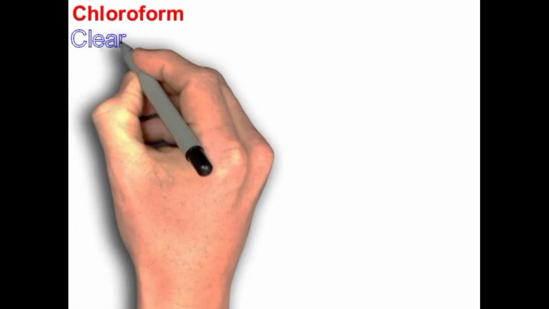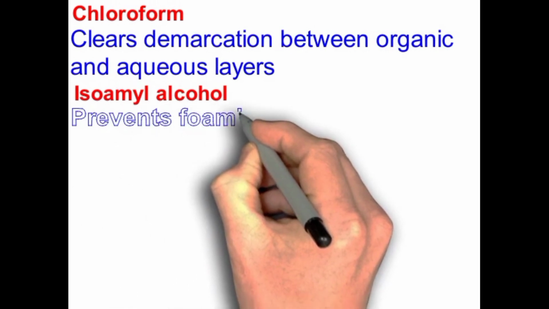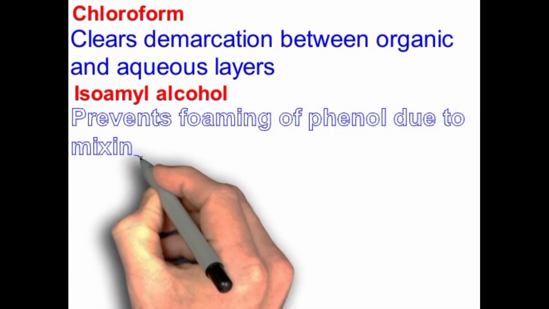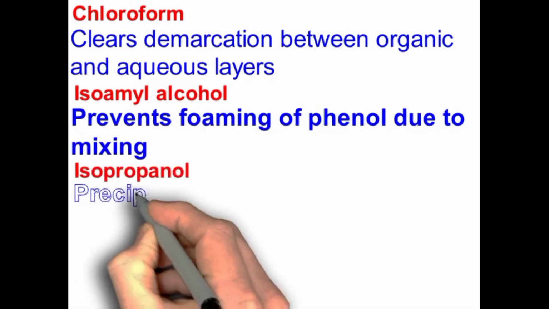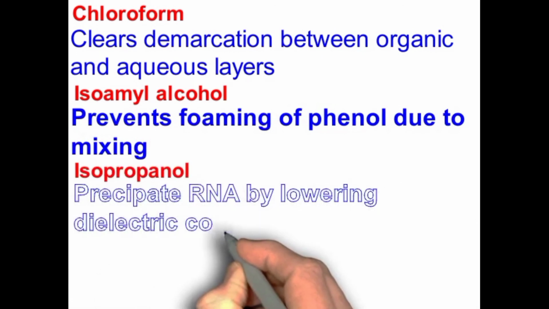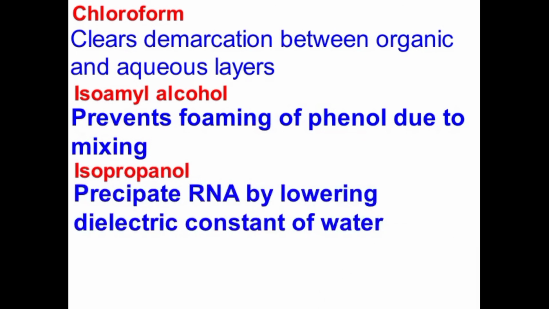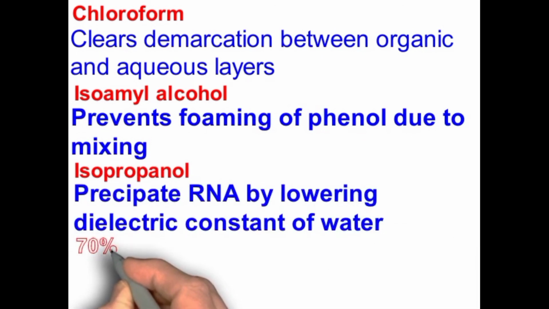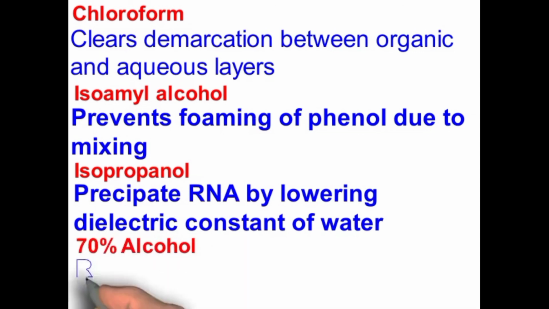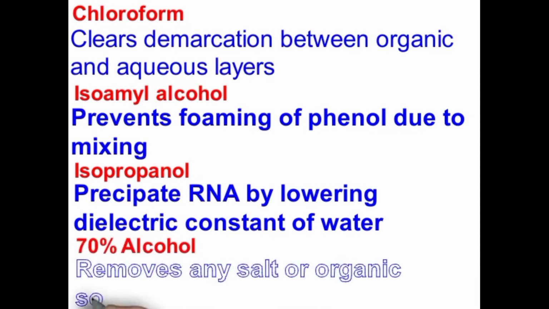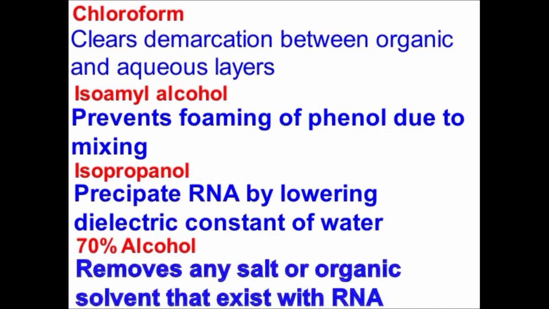Chloroform clears demarcation between organic and aqueous layer. Isoamyl alcohol prevents foaming of phenol due to mixing. Isopropanol precipitates RNA by lowering the dielectric constant of water. 70% alcohol removes any salt or organic solvent that exists with RNA.